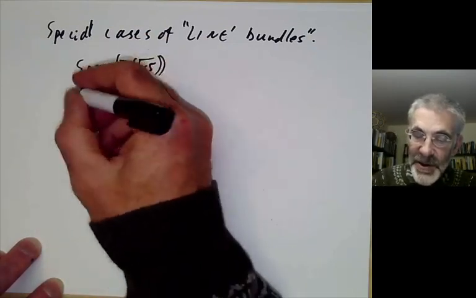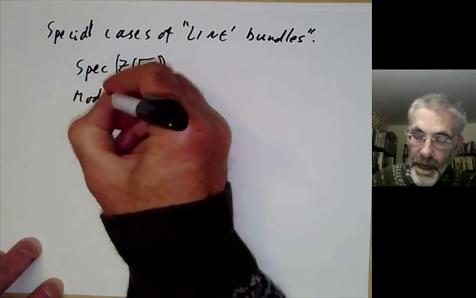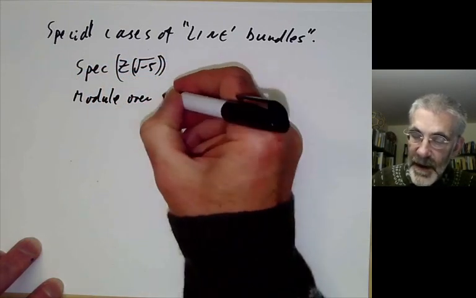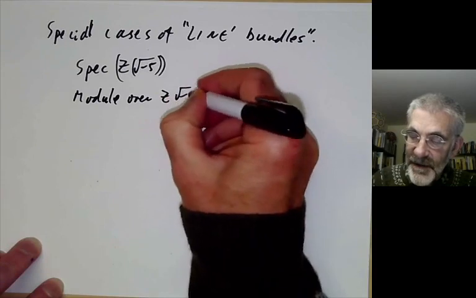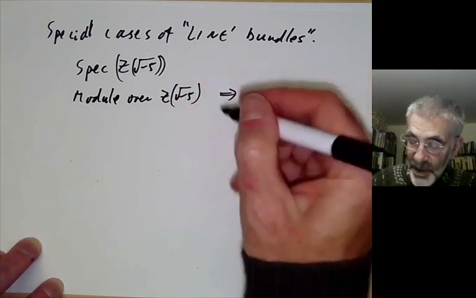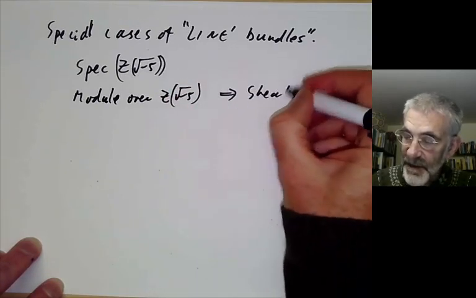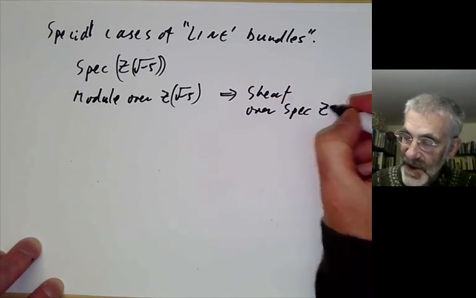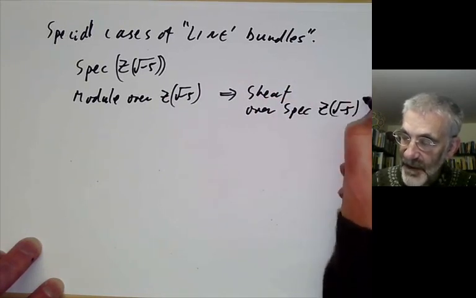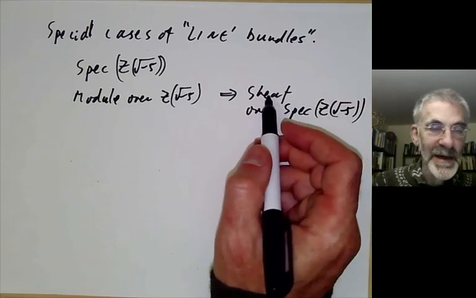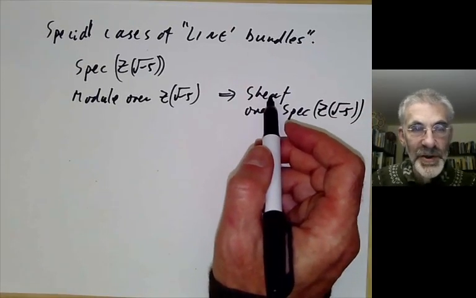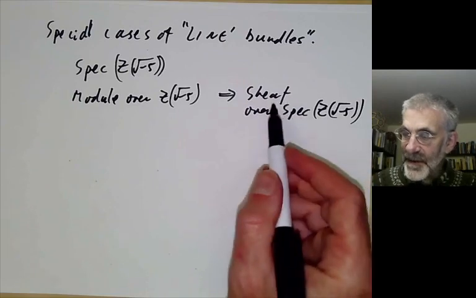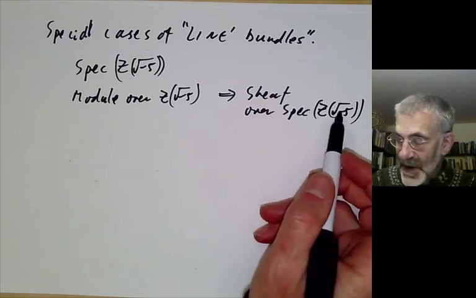In fact, in algebraic geometry, any module over Z[√-5] can be used to provide something called a sheaf over this topological space, Spec of Z[√-5]. Explaining this in detail takes about half a semester of algebraic geometry, so I'm going to skip the details of this.